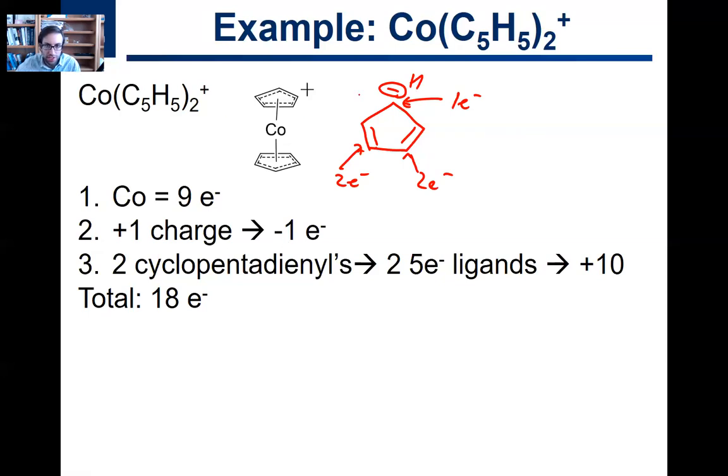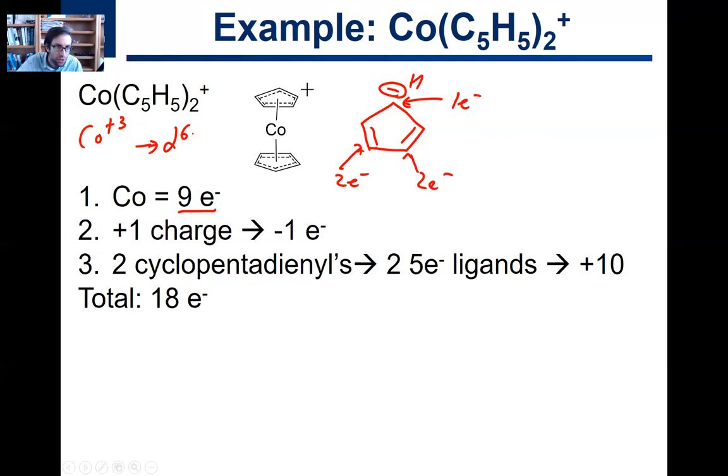What's the oxidation state? This is a -1 ligand. This is a +1 overall. We have 2 -1 ligands, so it's going to be cobalt 3+. Cobalt 3+, well, cobalt is group 9, so this is a d6 metal.